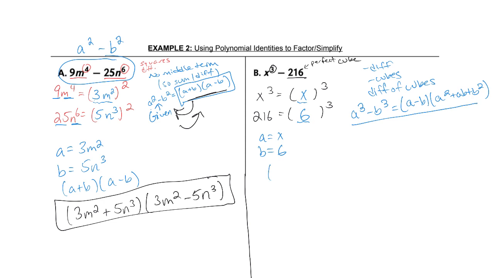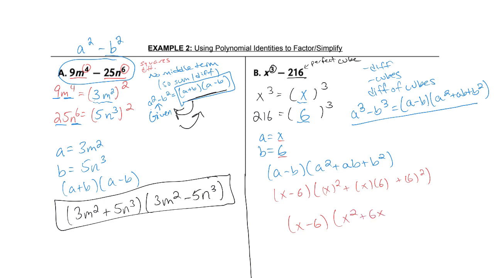Okay, so to factor it, we're going to have a minus b times a squared plus ab plus b squared. And we're going to just substitute in these for a and b. So x minus 6 times x squared plus x times 6 plus 6 squared. And then clean it up a little bit. X minus 6 times x squared plus 6x plus 36. And that would be our factored form.